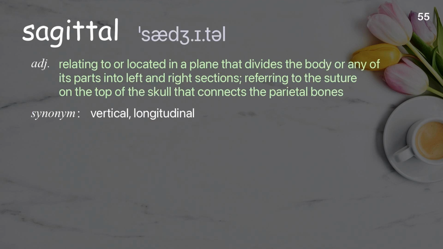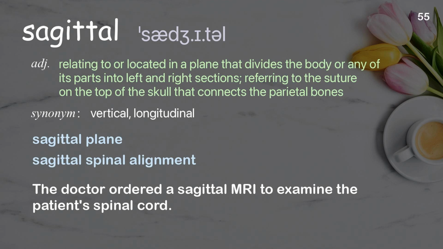Sagittal. Relating to or located in a plane that divides the body or any of its parts into left and right sections, referring to the suture on the top of the skull that connects the parietal bones. Examples: Sagittal plane. Sagittal spinal alignment. The doctor ordered a sagittal MRI to examine the patient's spinal cord.